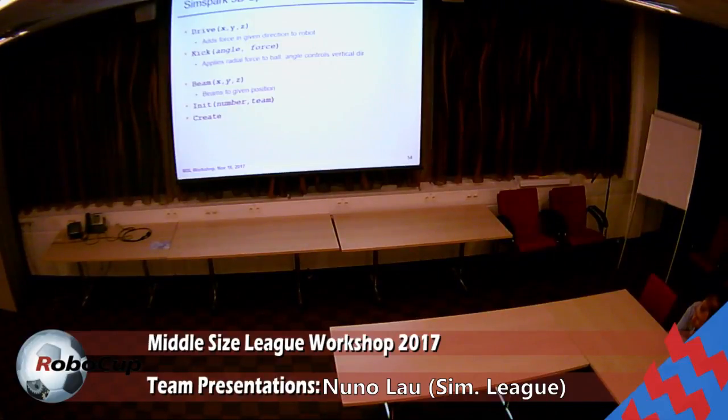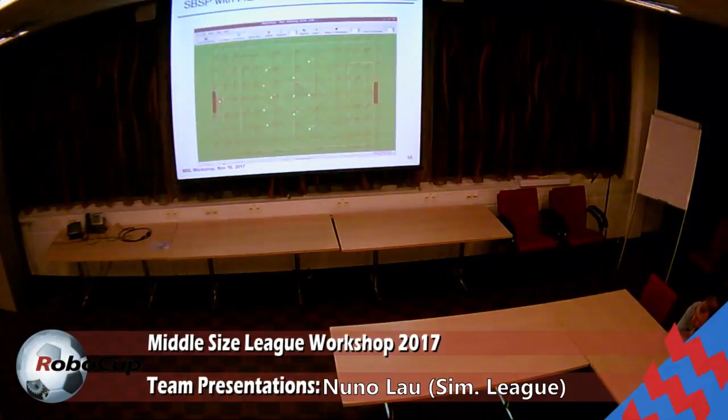For actions, in the Spark model, what you could do is a drive, which would add a force in a given direction to the robot, a kick with a given angle and force that applies a radial force to the ball, and also control of the vertical direction. So you could not kick the ball in any direction anymore. Now you could only kick it radially, which involves much more planning in order to know where you are going to kick it. You also had a beam effector in order to position your agent in the beginning.